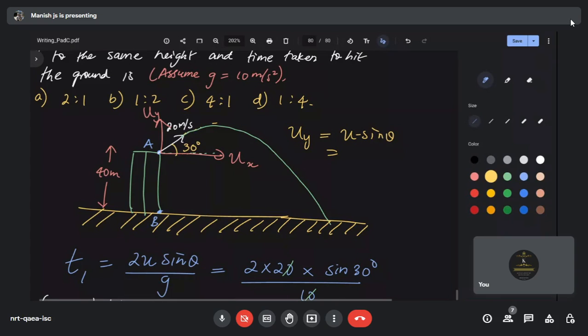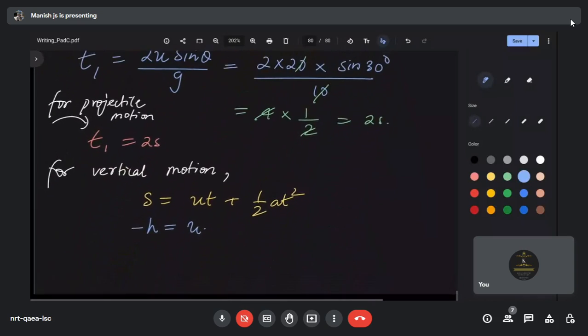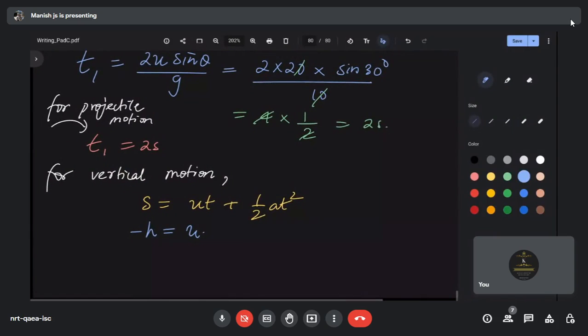So you get u sin theta, which is 20 into sin 30 degrees. So this is what we have. So how much is that? 20 into 1 by 2. So it is 10 meter per second. So the vertical component of the velocity is 10 meters per second. So in a direct way, we can write it as 10.